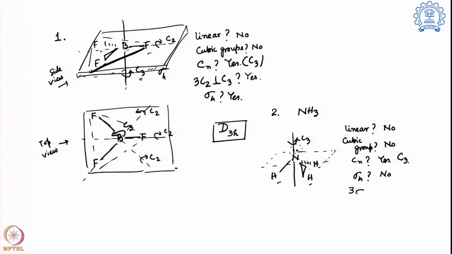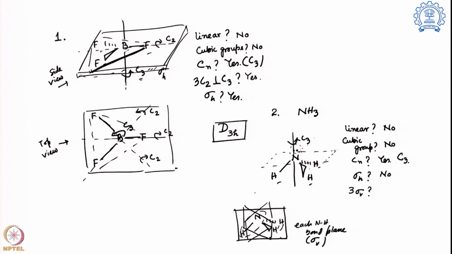Then the next question is, do you have 3 sigma v's? Just drawing the structure one more time. You can see this particular plane, the plane of the board containing this NH bond, is going to remain the same. These hydrogens will replace each other, giving a superimposable and indistinguishable structure, and that is going to happen in 3 different planes, one for each NH bond. That will be a sigma v plane, because each of them contains the principal axis C3. So, all 3 sigma v's are present, and the point group of this molecule will be C3v.